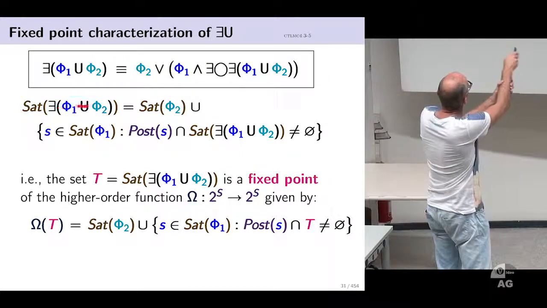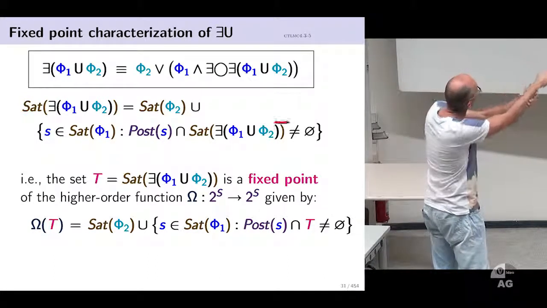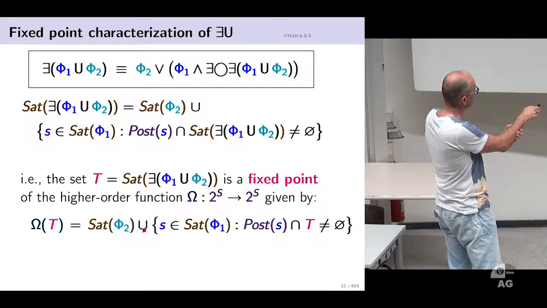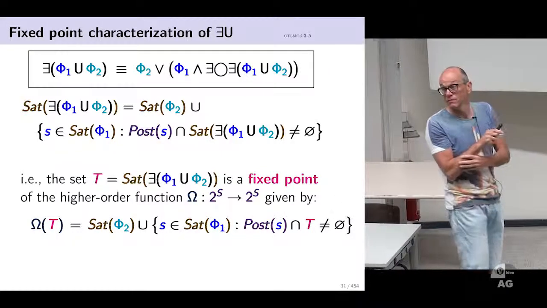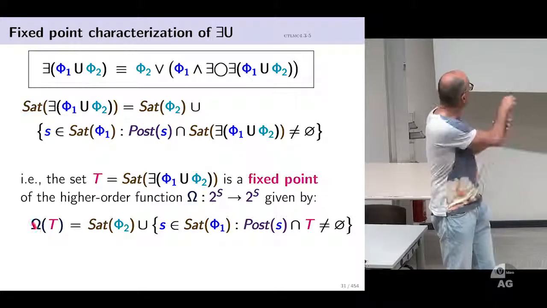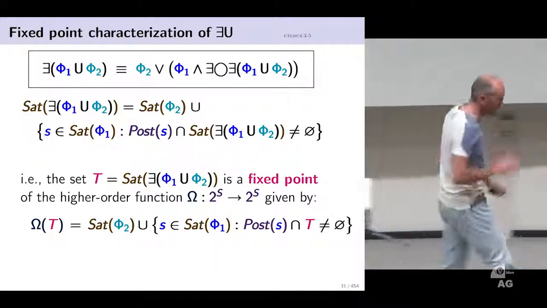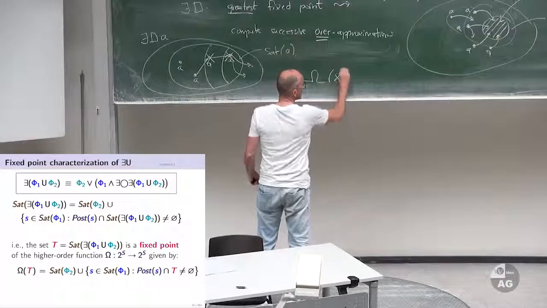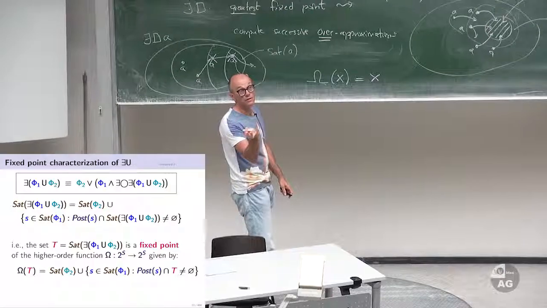Read this as a parameter, t. Then this function applied to t gives you the right-hand side. What does that mean? It tells you Sat(phi 2) union all phi 1 states that have at least one successor into t. This function may have several sets for which omega of that set equals that set. So again, omega is a function, so you can have several x's for which omega(x) equals x. These are all fixed points, right?